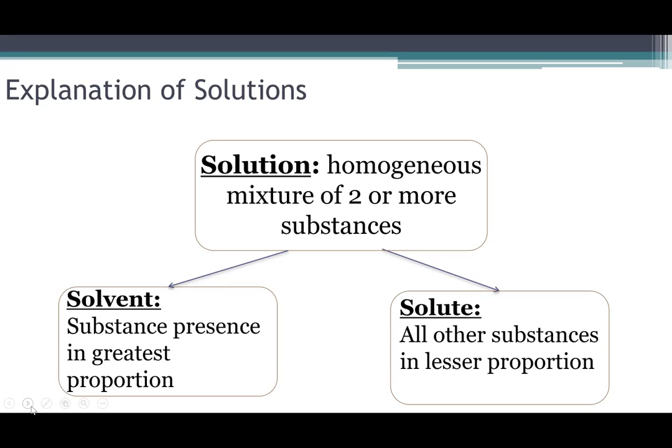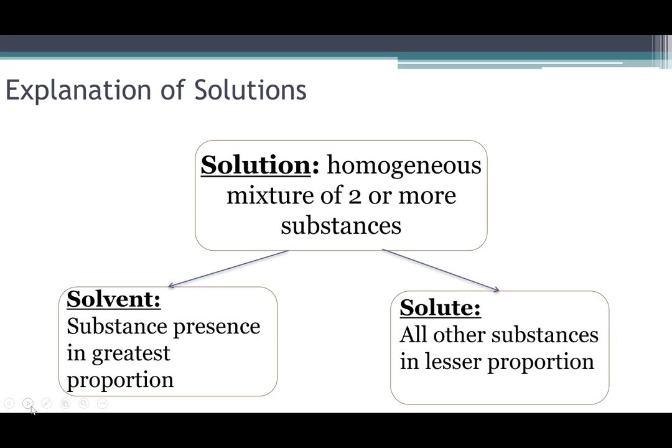Those two or more substances are going to be given a title now. The substance that's in greatest proportion is going to be our solvent. A classic example of a solution would be ocean water or salt water. In that case, the solvent would be the water, H2O. That's in the greatest proportion. The solute are all of the other substances in lesser proportions. The solute can be any number of things, so it can be more than one.